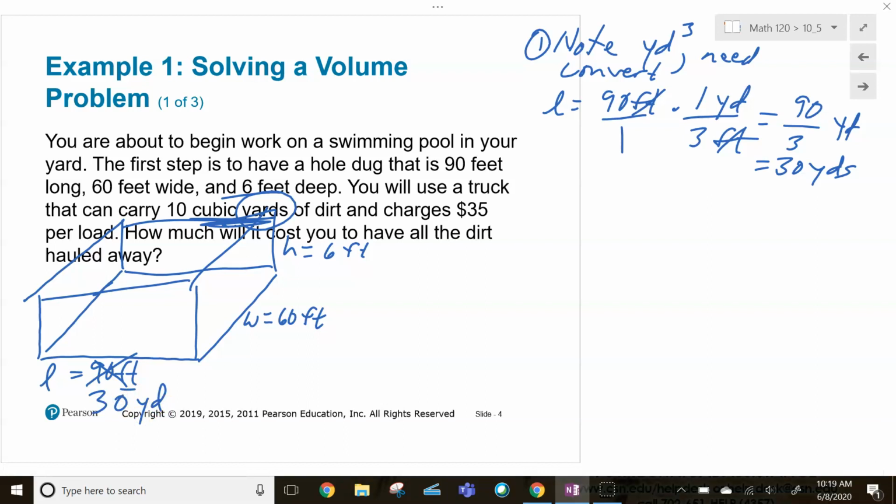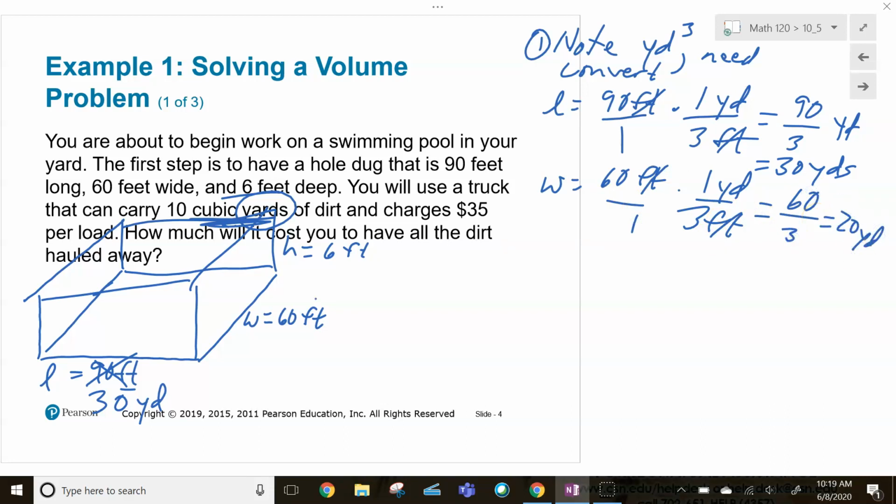60, same thing. We got the width. We got 60 feet, and for every yard there's 3 feet. Feet cancel. 60 times 1 over 3, we got 20 yards. And then finally 6 feet divided by 3, we got 2 yards. Okay, so now we can figure out our volume.